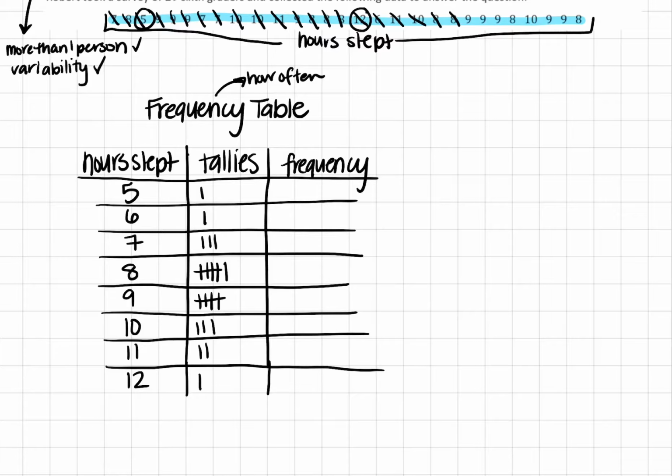3 9s, 1, 2, 3. Once again, that 5th tally going across. Another 8, another 10, 2 more 9s, and an 8. And we have now organized all of our data into this table and recorded how often those different hours showed up with tallies. And now I'm going to take those tallies and write the frequency.